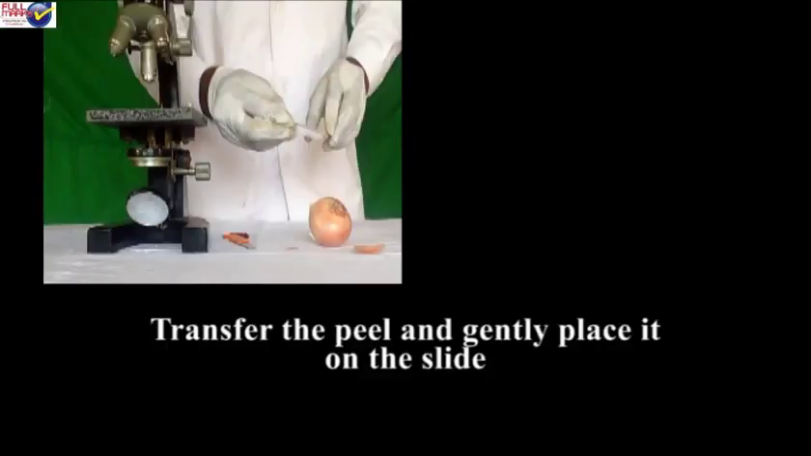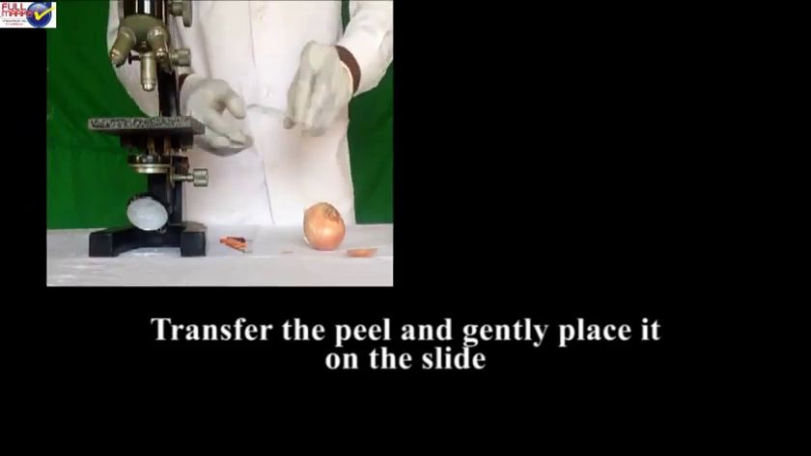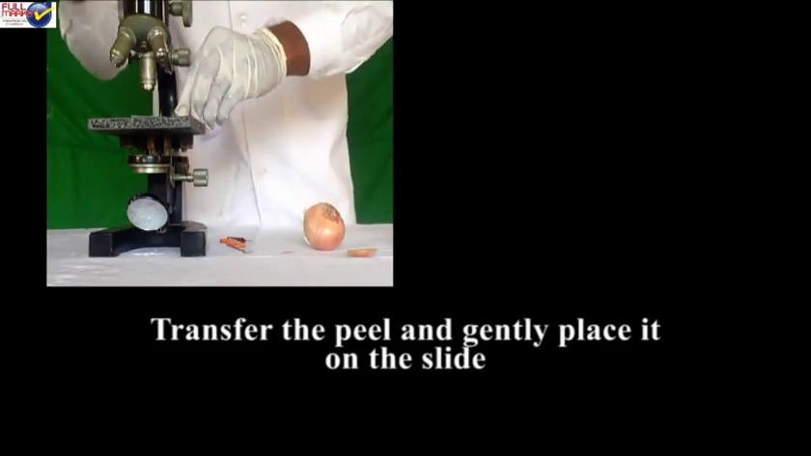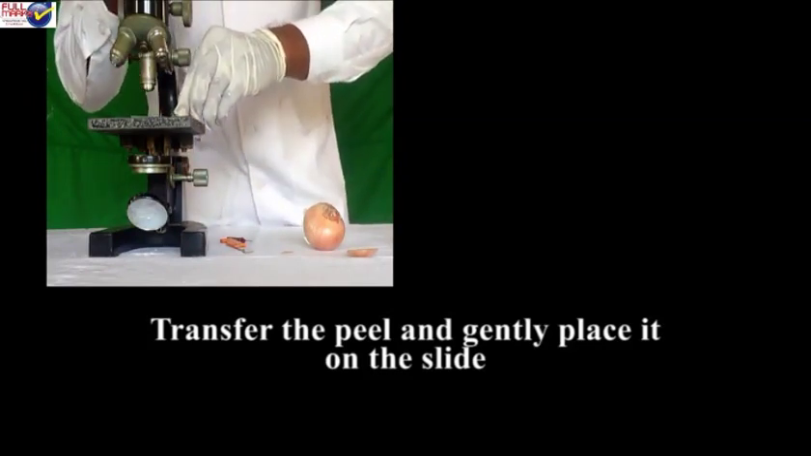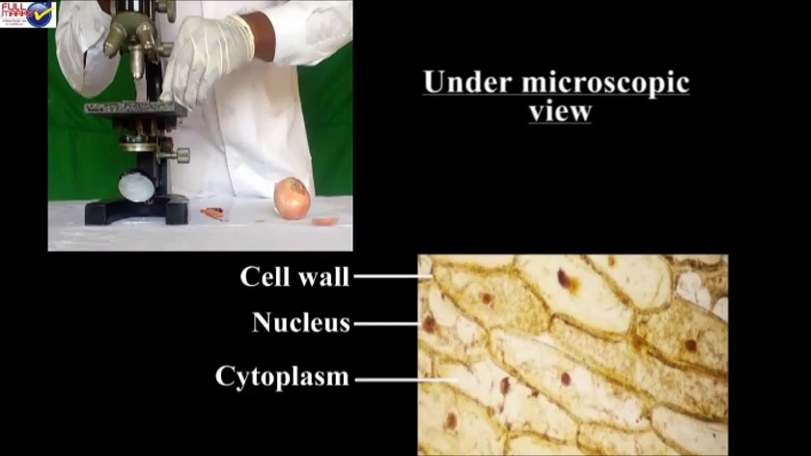Take a dry and clean cover slip and gently place it on the slide with the help of a needle such that no air bubbles enter into it, and place it under the lens of the microscope and record your observation. Observation. The cells under observation are plant cells. They consist of a cell wall and large vacuoles. The nucleus is very prominent and is clearly visible.